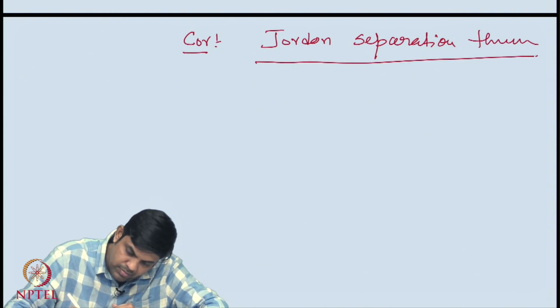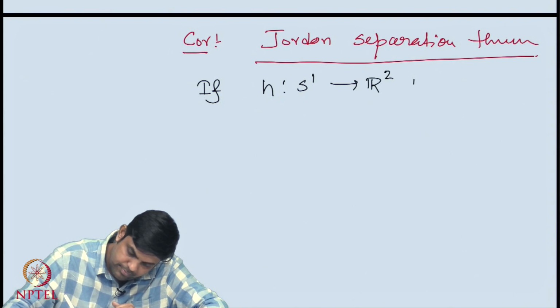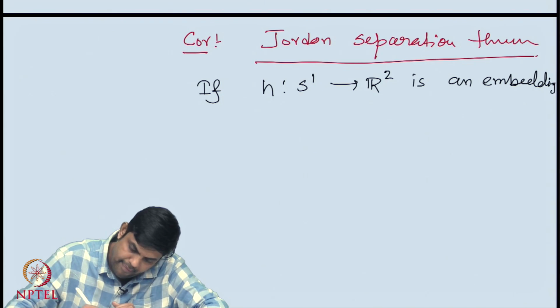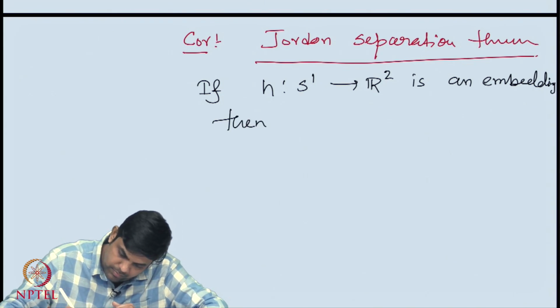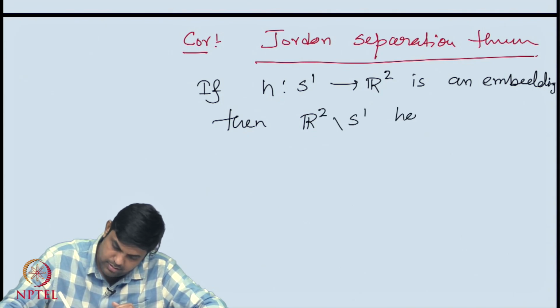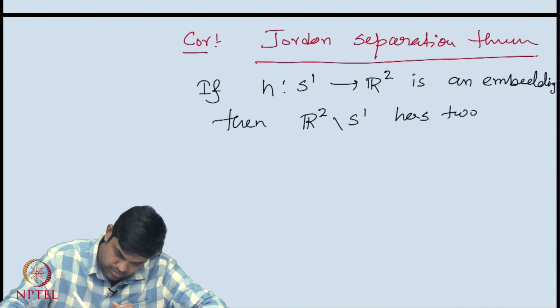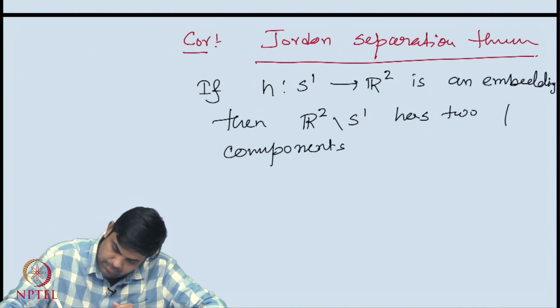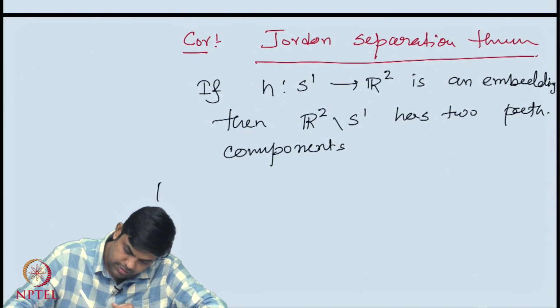Jordan separation theorem, which says that if h from S1 to R2 is an embedding, then R2 minus S1 has two components, two path components. Okay. So, how does this proof work?